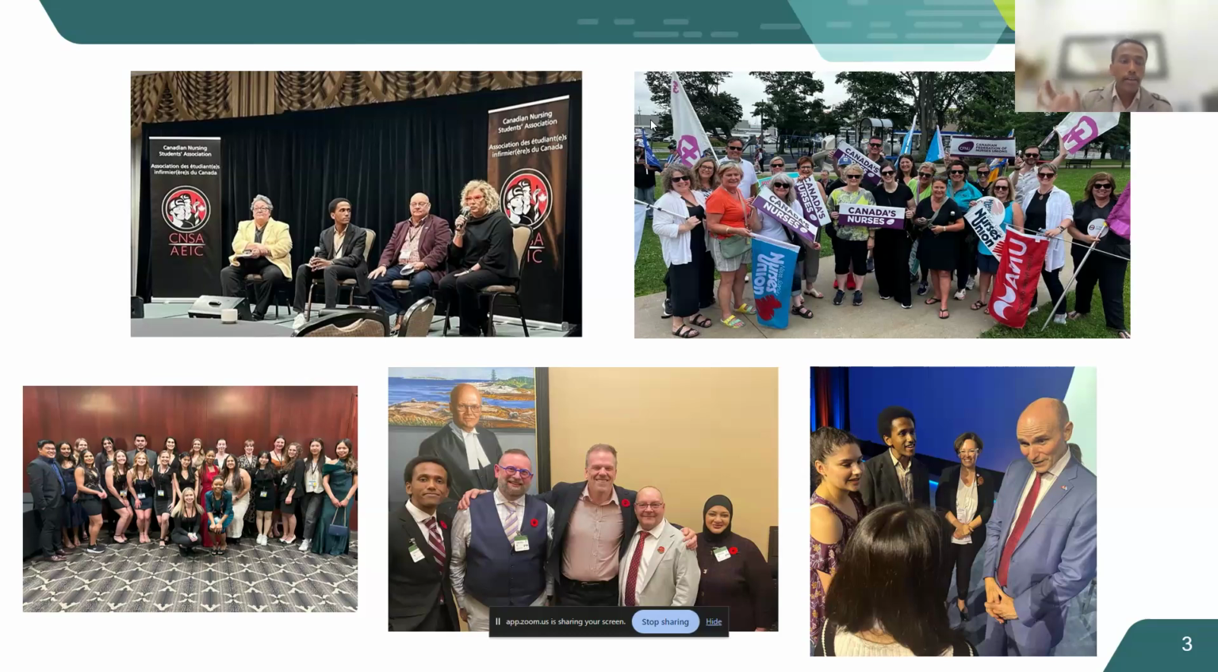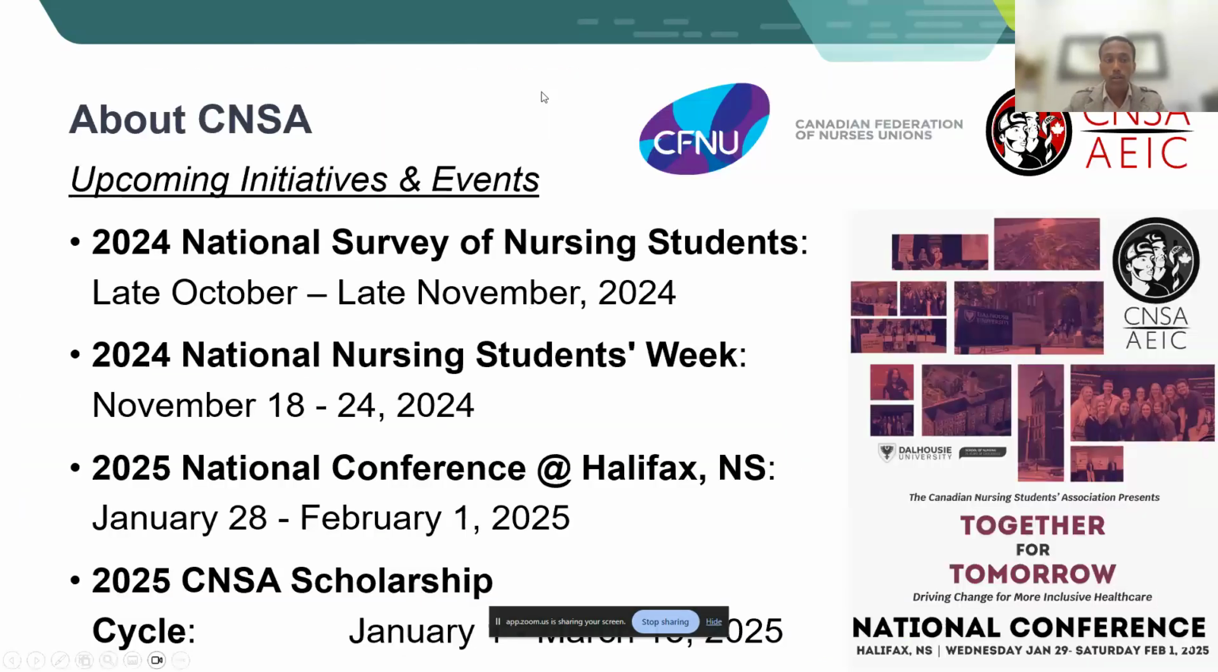And finally, the latter two images on the left-hand side are images taken from a conference we held in Edmonton earlier this year that garnered about 300 students from different parts of the country. So all this is to give you an idea of the different activities and projects the CNSA does. And if we can move to the next slide, I will just briefly highlight some things to look forward to from the CNSA side of things.